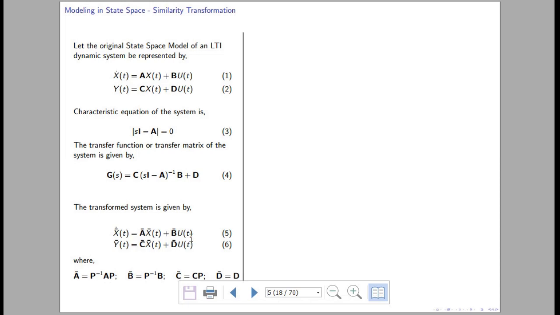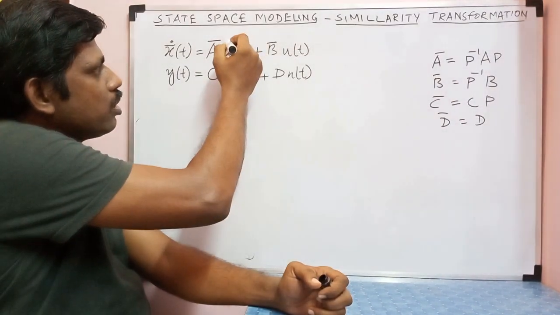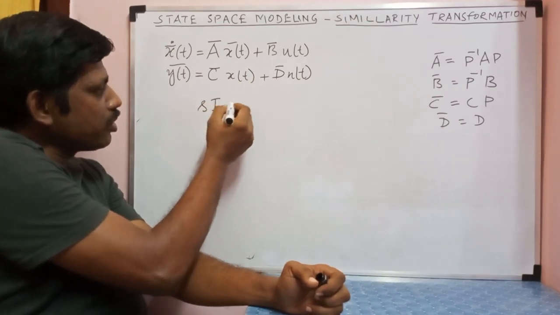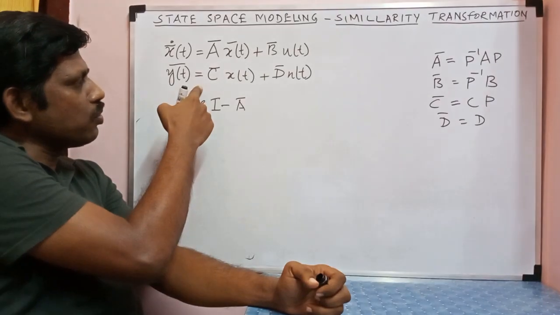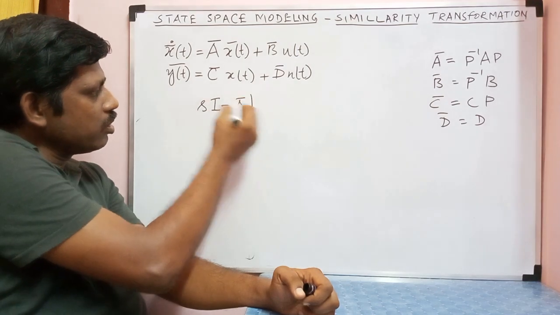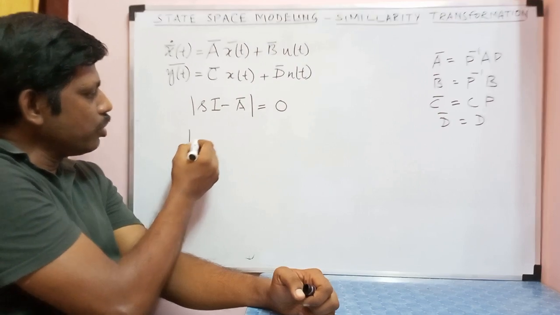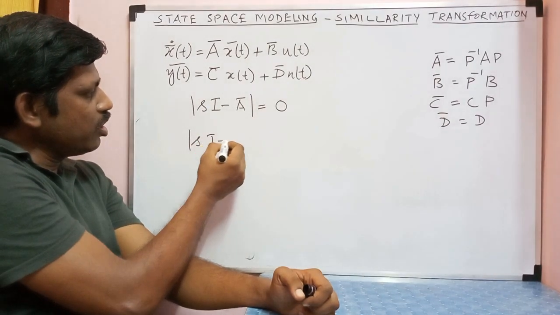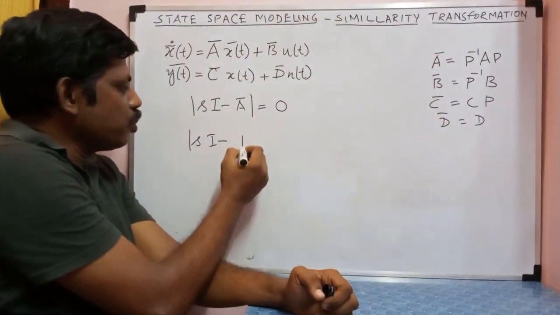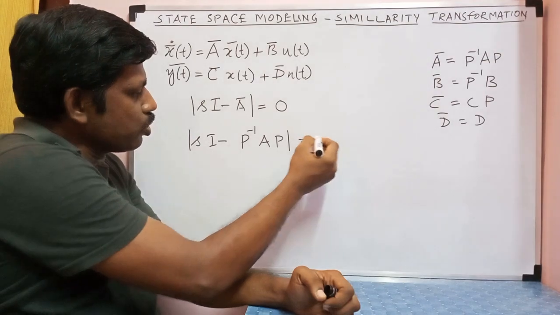So let us examine. The characteristic equation for the transformed model is going to be determinant of sI minus A bar equal to 0, because for the transformed model what we have is the A bar. Now, what is A bar? A bar is going to be P inverse A P, determinant equal to 0.